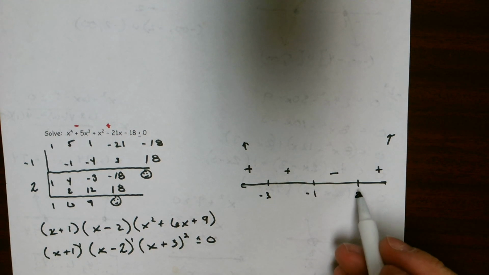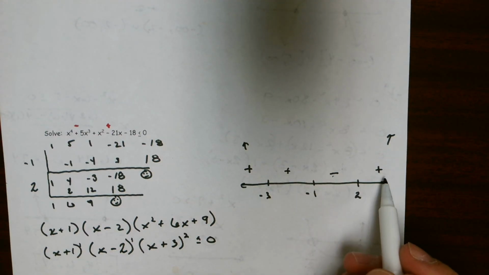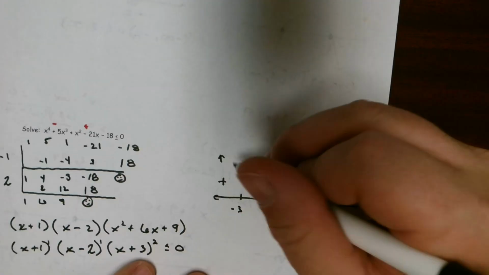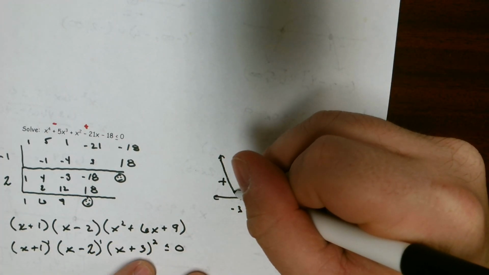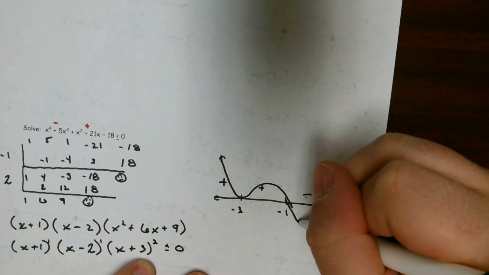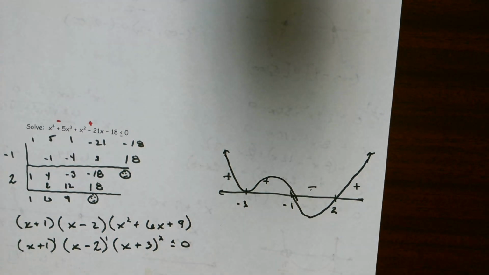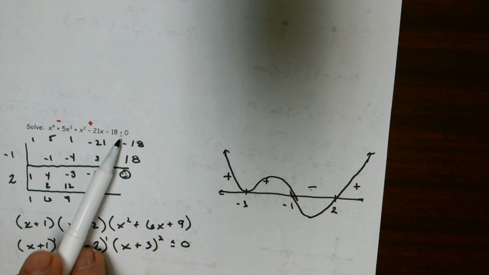And then let's just check 2. 2 has a multiplicity odd, so it should be crossing. So if it's negative right here, it should be positive on the other side. So if we were to draw this polynomial, it would look something like this. It would bounce there, cross, kind of airballed, at negative 1, and then it's going to cross again at 2. So we're being asked, where is this graph less than or equal to 0?